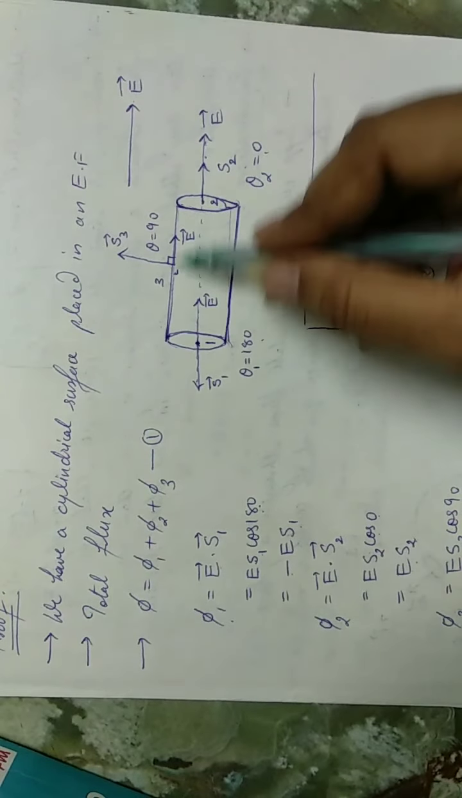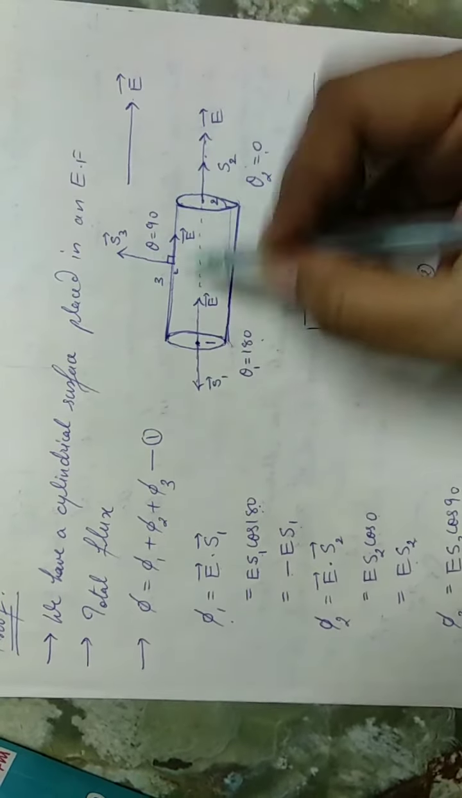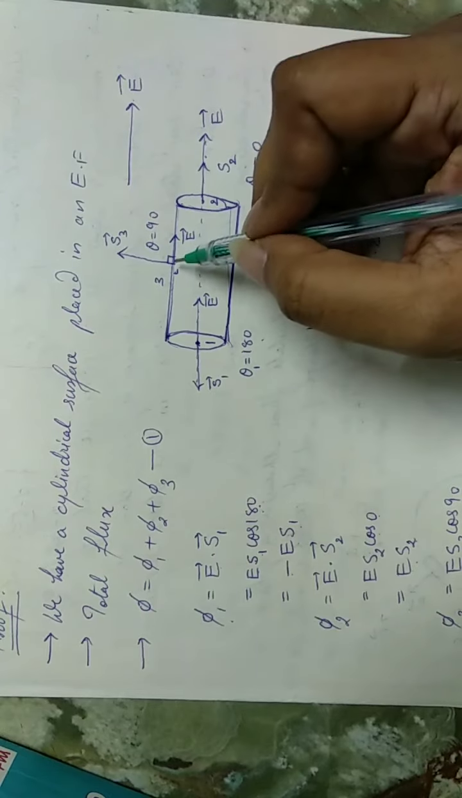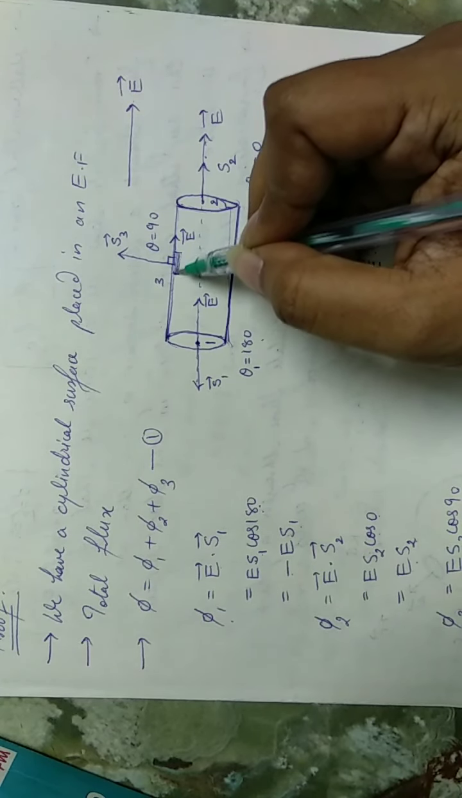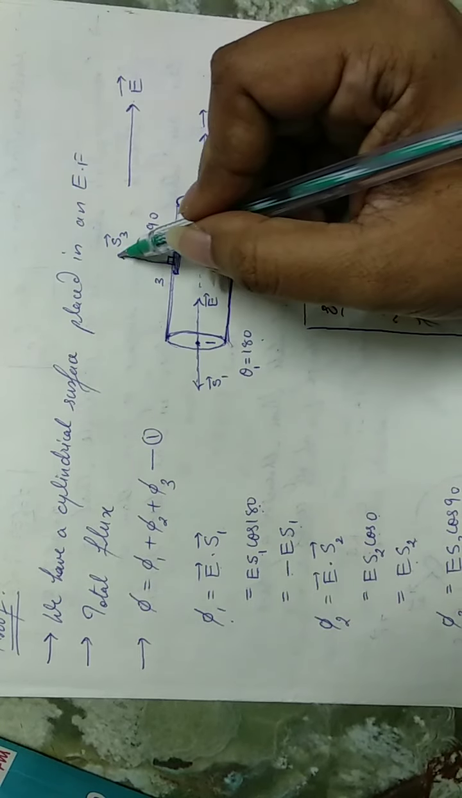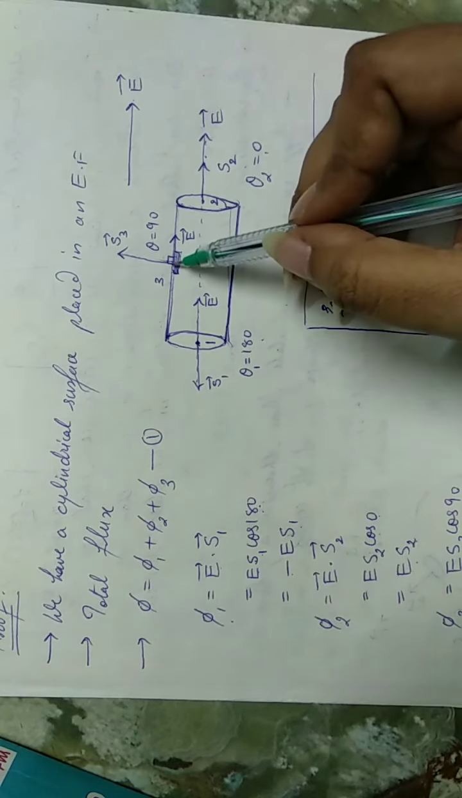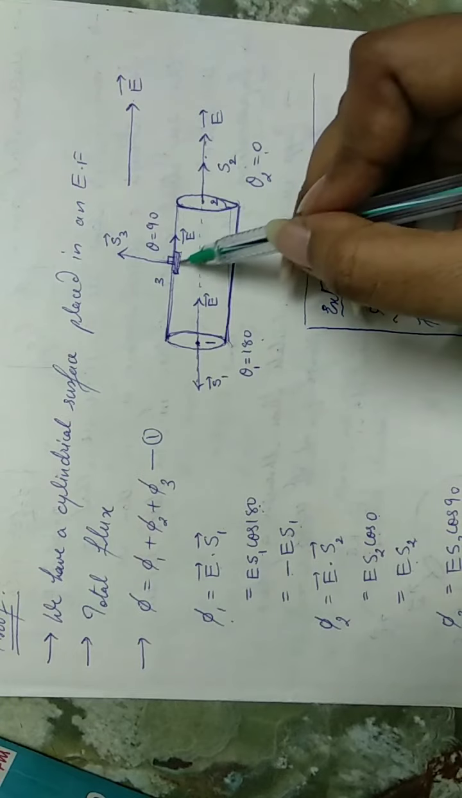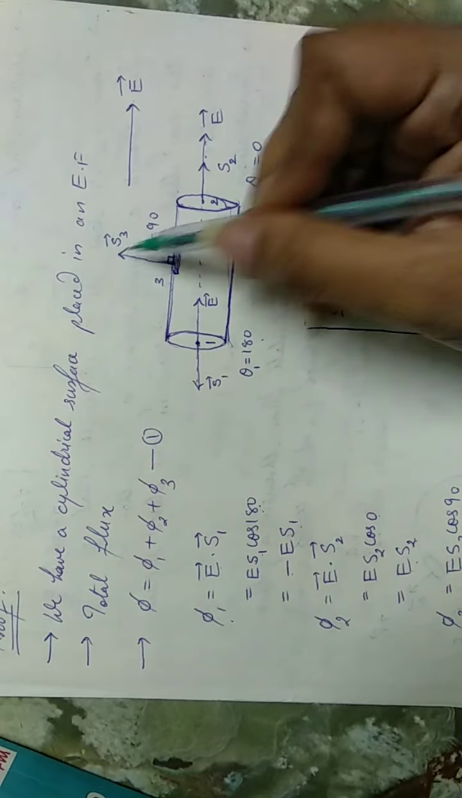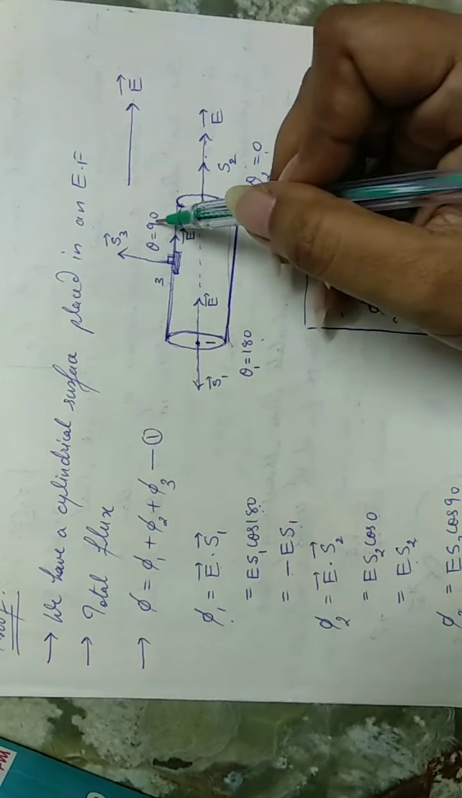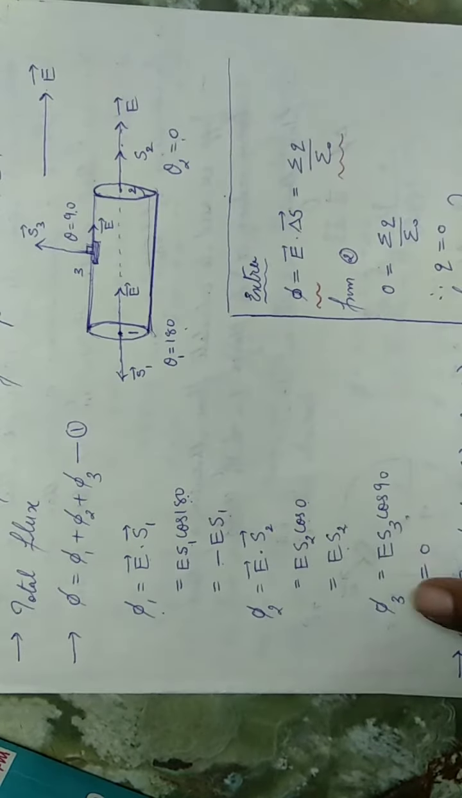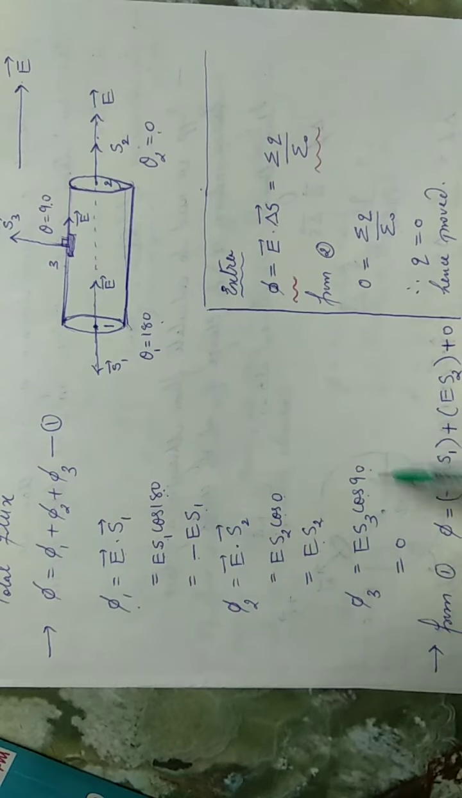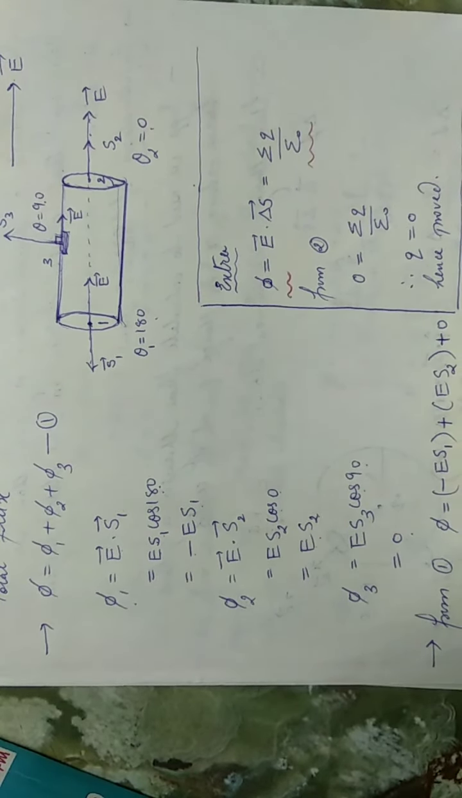Now this portion, the curved portion of the cylinder. Here, suppose I consider this small area element, then this will be the area vector S3 and the direction of electric field is this. So the angle between area vector and the electric field is now 90. So for this I calculate flux 3, and as cos 90 is 0, I am going to get flux as 0.